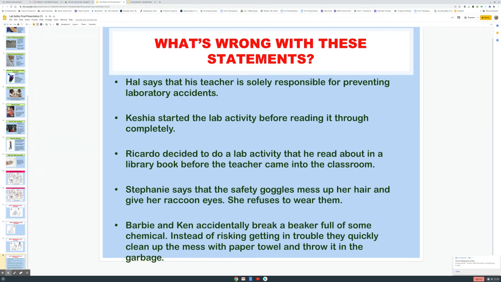And Stephanie has safety goggles. She says they're going to mess up her hair, leave raccoon eyes. She's not going to wear them. She has to wear them or she's not going to do the lab.